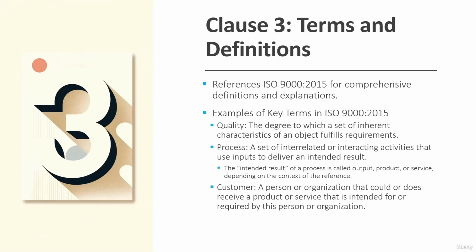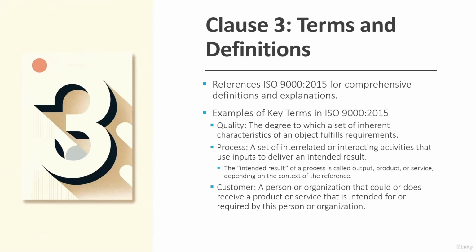Personally to me, clause number 2 and clause number 3 are basically a similar thing for ISO 9001. It might be different for some other standard, but here in 9001, clause number 2, which is normative references, and clause number 3, which is terms and definitions, both refer you to go and look at ISO 9000:2015, which gives you the terms and definitions, and which is also the normative reference for the ISO 9001 standard.